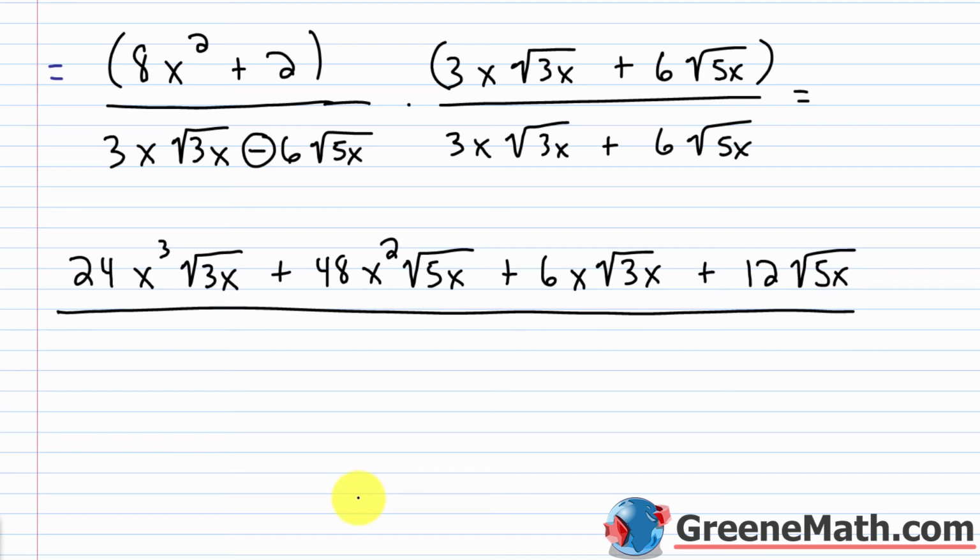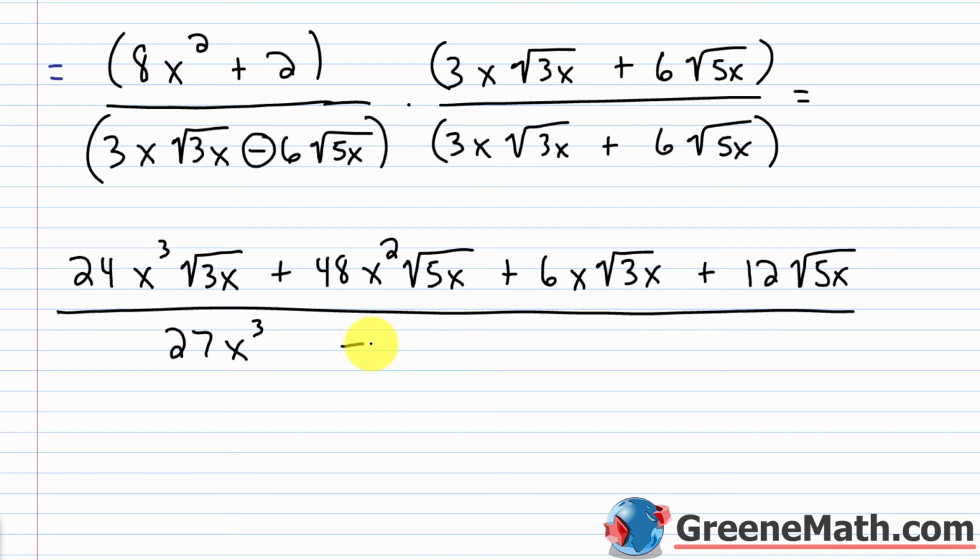In the denominator, again, I'm going to use my special products formula. 3x times the square root of 3x, squared. So 3x squared would be 9x squared. The square root of 3x squared would just be 3x. So times 3x. And if we did this calculation now, we'd have 27x cubed. So let's just go ahead and write that.